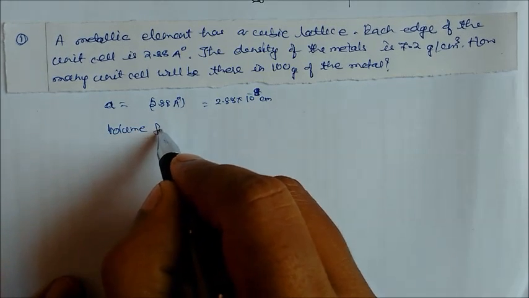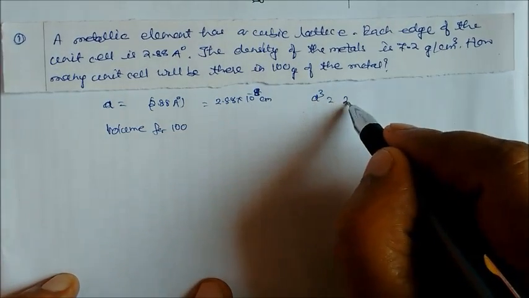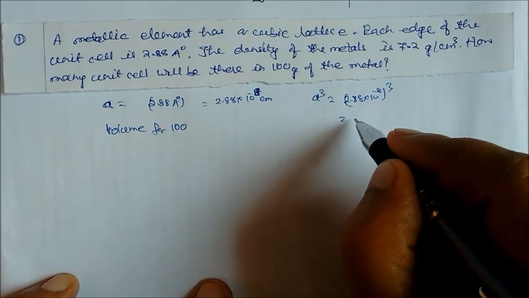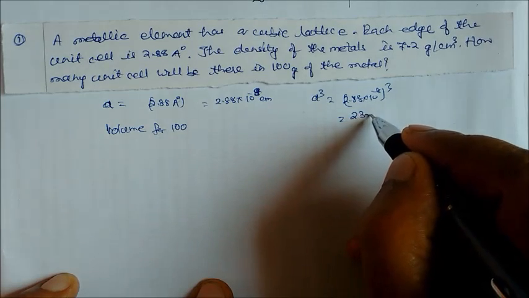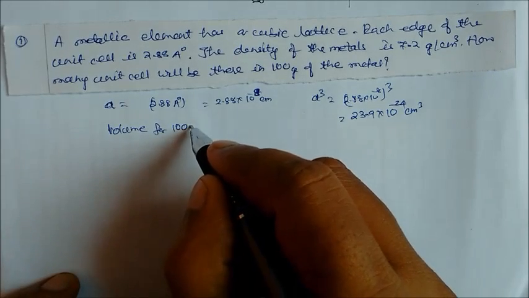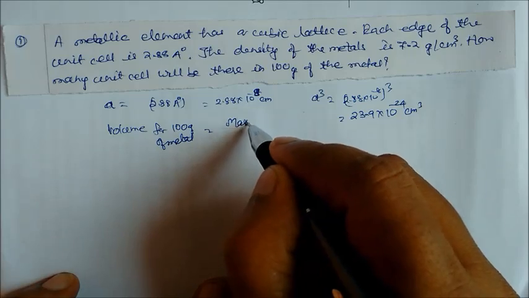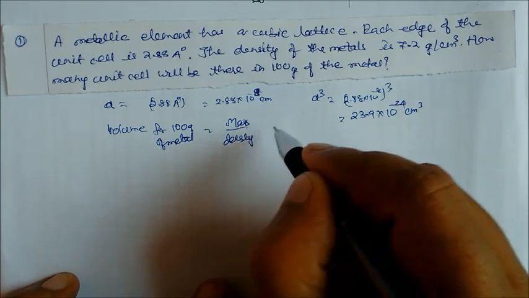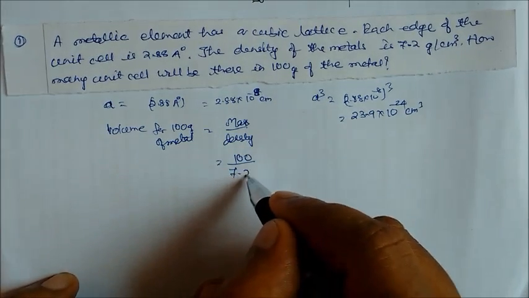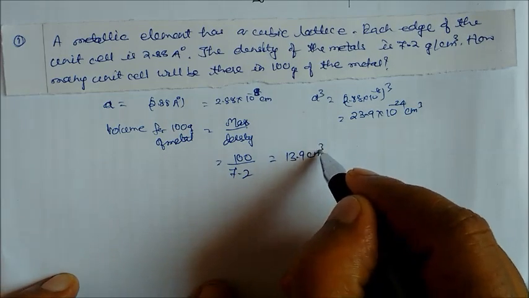First, a cube will be how much? a is 2.88 into 10 power minus 8, and you cube it. On solving you will get 23.9 into 10 to power minus 24 centimeter cube. Now the volume for 100 gram of metal will be nothing but mass by density. Mass is 100 and density is 7.2 gram per centimeter cube, which comes to about 13.9 centimeter cube.